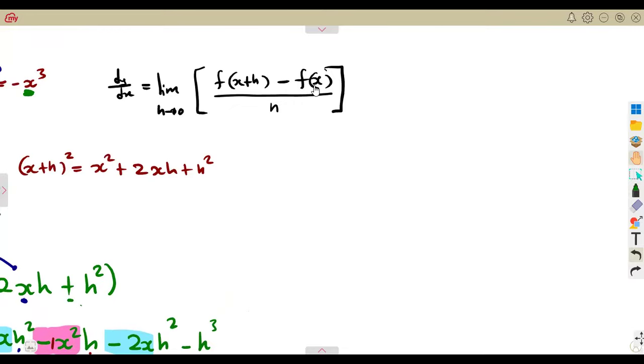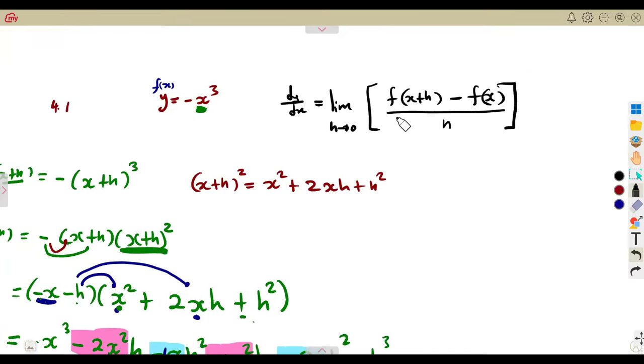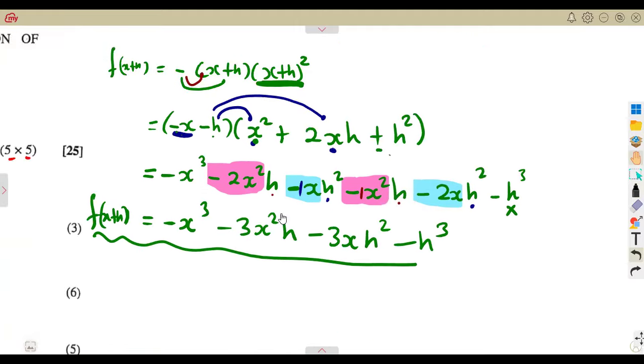f of x plus h minus, divide. Or you can even simplify. Guys, I said you can even simplify. Guys, you see the formula here. Your formula is stating that what you need is what? f of x plus h minus what? f of x. Our f of x is this. So let's find that, because now we have this, our f of x plus h.